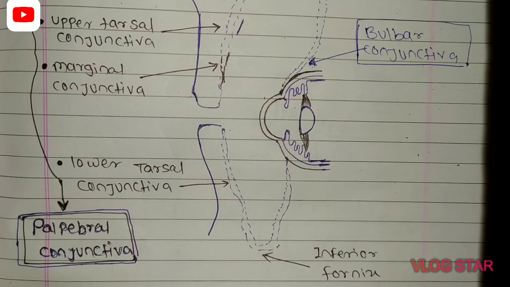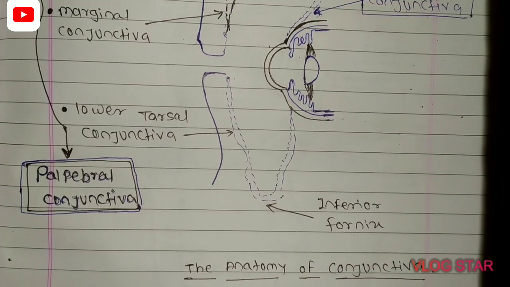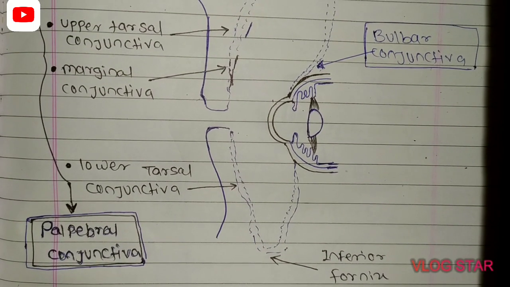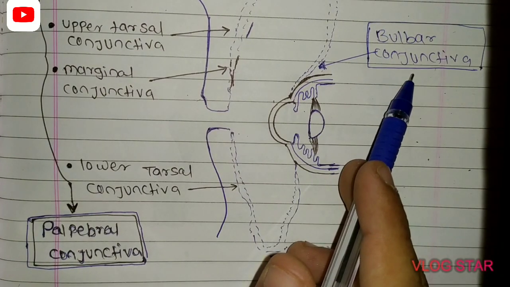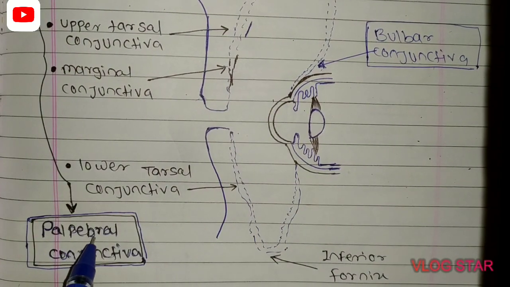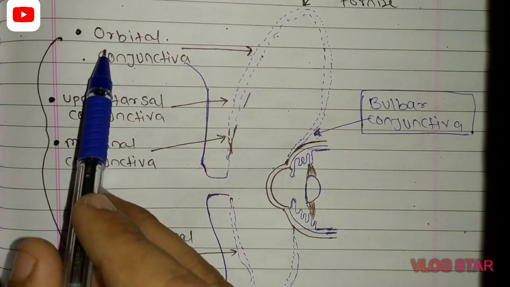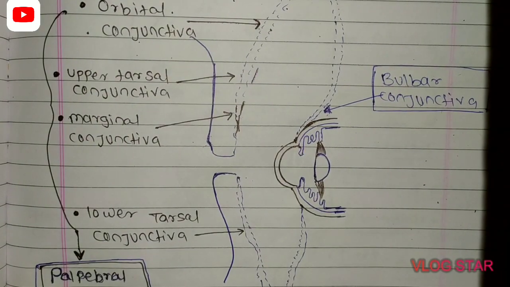So before going into detail about conjunctivitis, I would like to talk about the anatomy of the conjunctiva. So this is the anatomy of the conjunctiva. Usually the anatomy of the conjunctiva consists of mainly two types of conjunctiva. First is the palpebral conjunctiva, and second is the bulbar conjunctiva. The palpebral conjunctiva further contains three main parts: first is the marginal conjunctiva, second is the orbital conjunctiva, and third is the upper and lower tarsal conjunctiva.